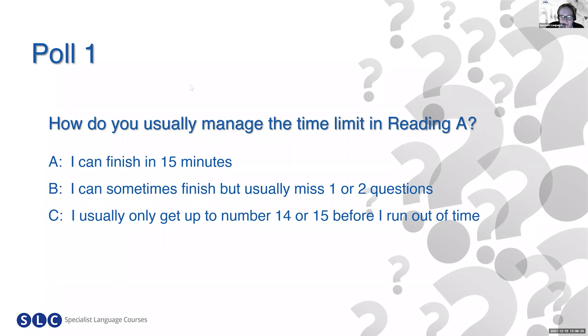Okay. Let's have a look at the results. I'm just going to share the results here. So 21% can finish, 50% maybe missing 1 or 2 questions, and 29% only getting up to numbers 14 or 15. So what we want to do is to get it so that all of you are choosing option A, okay? It really is possible to do, if you're using the strategies correctly.